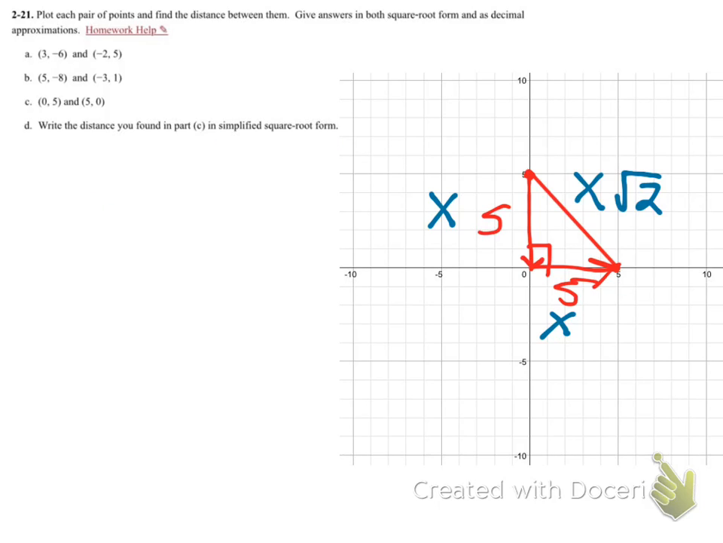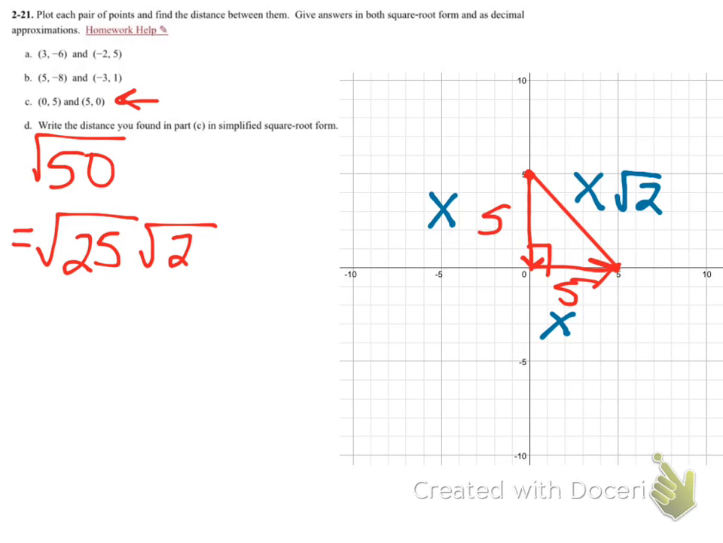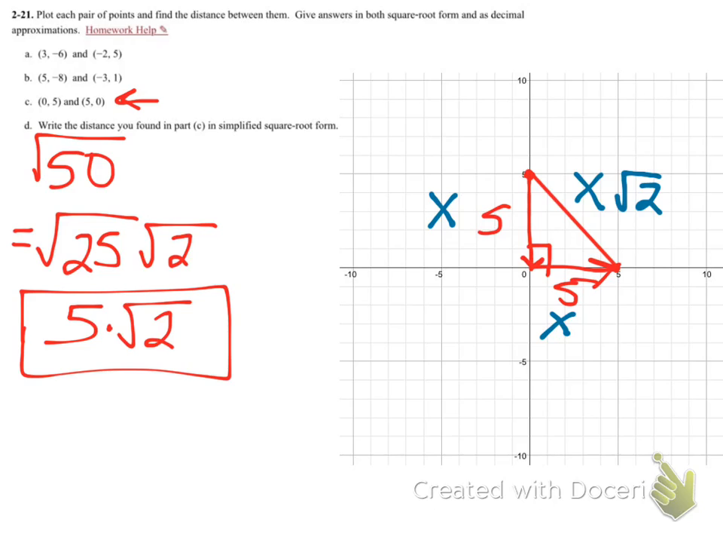If you did not recall that, then we could think back to our answer to problem C, which was the square root of 50. And to simplify that, we need to find a perfect square that divides evenly into 50, and that one is going to be 25. So the square root of 50 would be the same thing as the square root of 25 times the square root of 2. Square root of 25, being a perfect square, will now simplify down to 5 times the square root of 2. And there's the simplified radical form.